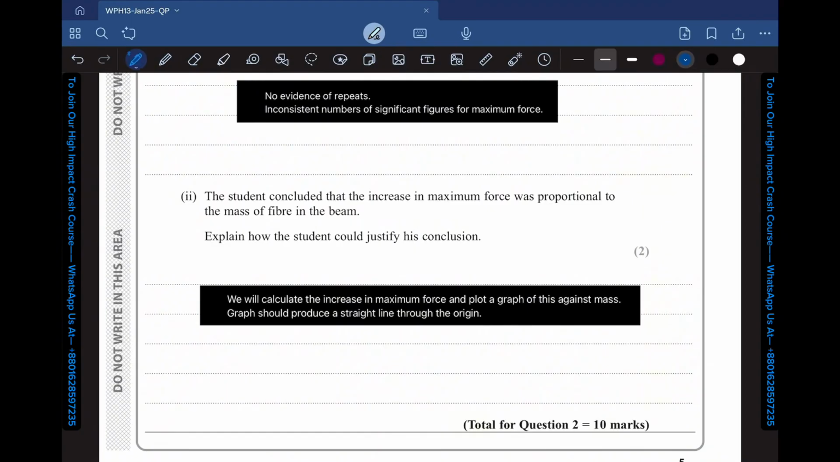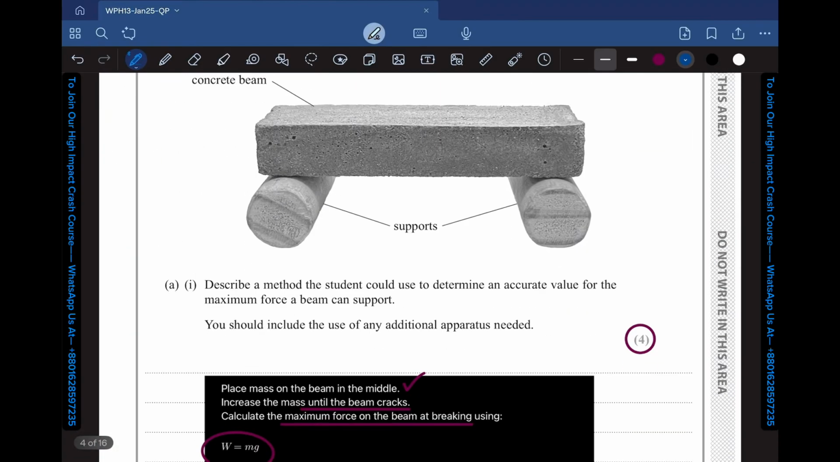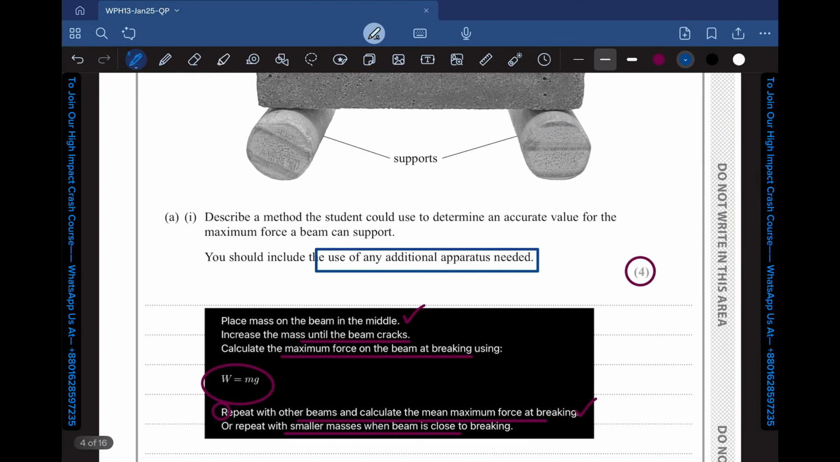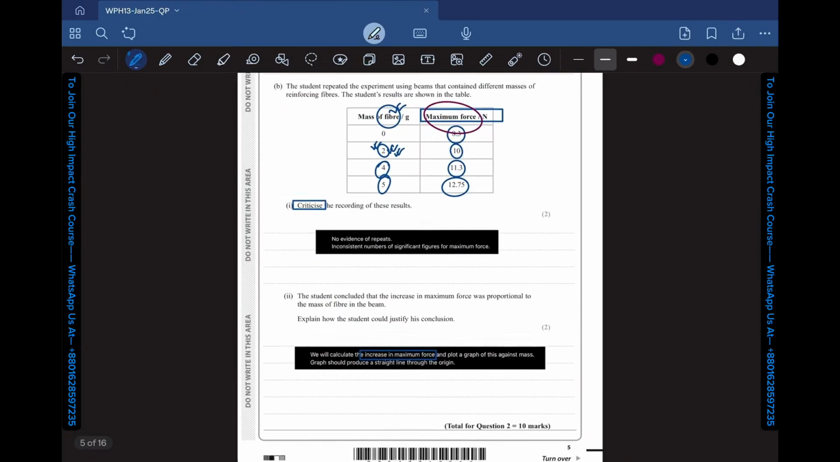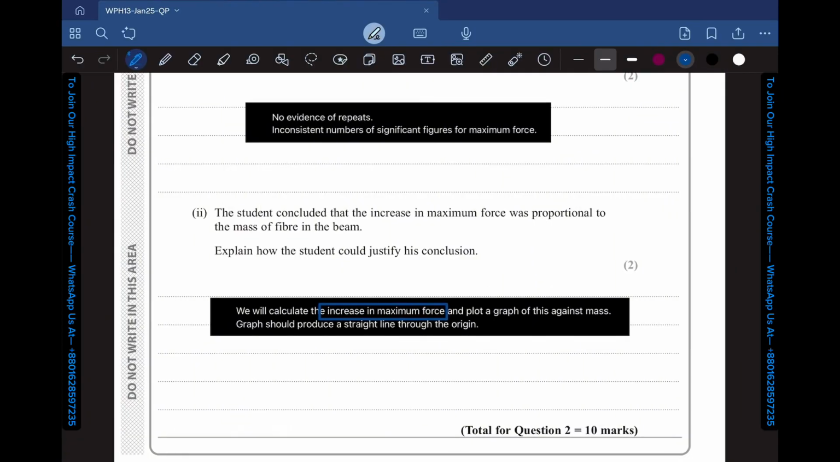Before that, we should calculate the maximum force by multiplying the mass with the gravity. Or you can also use a force meter as well. As the question suggested, you should include an additional apparatus. Rather than saying we will calculate, you can also say we will use a force meter to measure the maximum force. You could have also written that as well. The mark scheme also accepts that particular point.